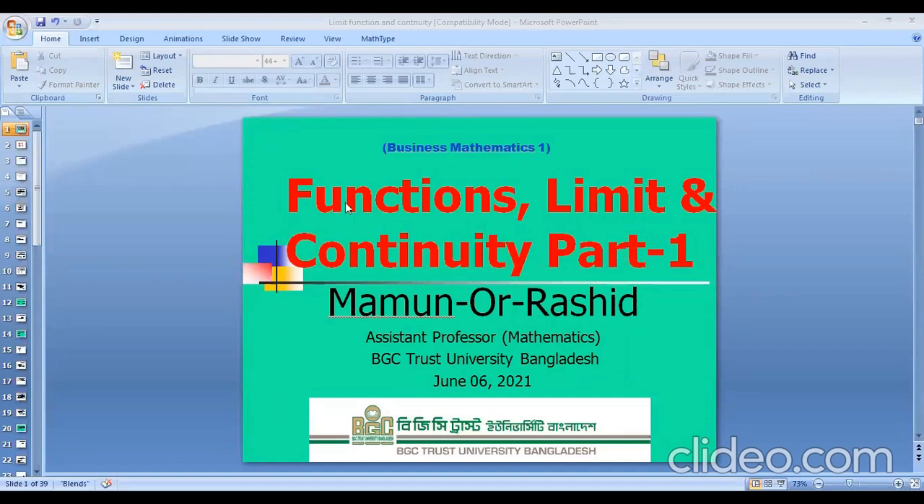So today we will start this chapter, actually first chapter for final exam: functions, limit, and continuity. And this is the first part. That means we will discuss functions. Okay, what will be the definition of functions? What are the types of functions? Actually, we'll discuss in this part. And this is chapter 6, actually. Function, limit, and continuity.